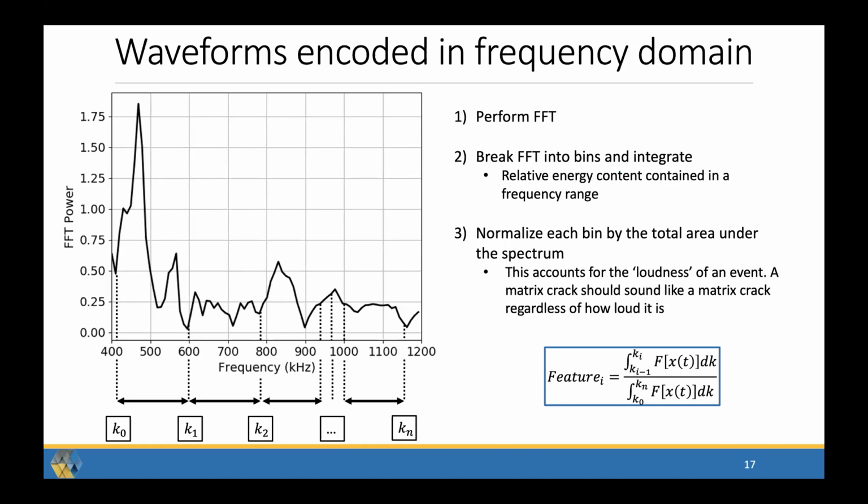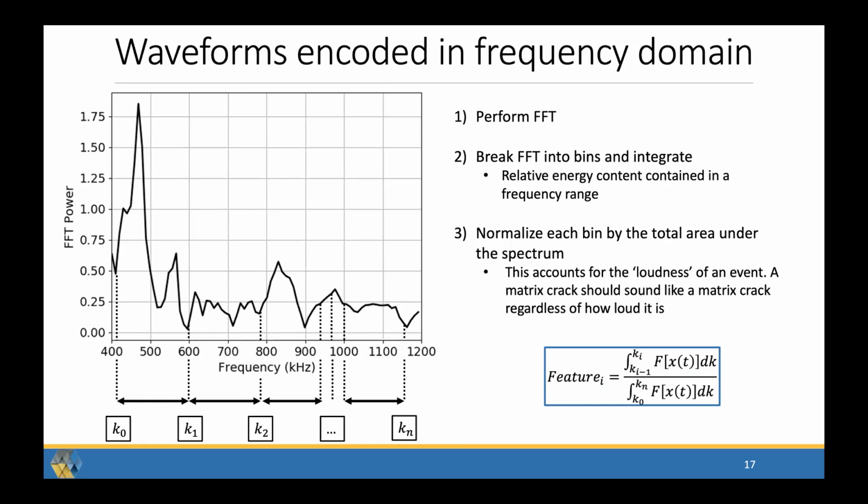So we perform this FFT, this fast Fourier transform, we basically slice it into bins, and we look at the relative energy content in each frequency range. And then we normalize it, because if it's a matrix crack, we're not interested in the loudness of the event. If it's closer, maybe it's louder, we don't care. We just want it to sound like a matrix crack. And so regardless of how loud it is, we're basically normalizing everything to look at the actual tenor of the sound.